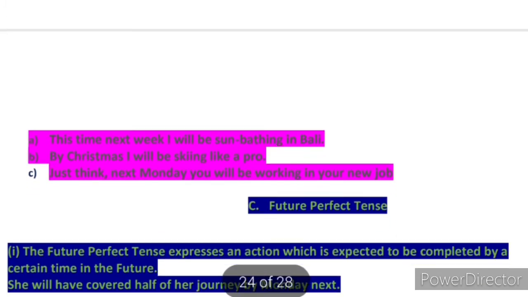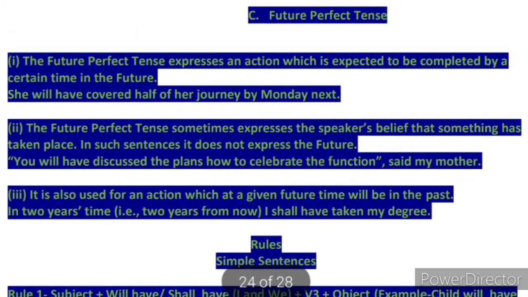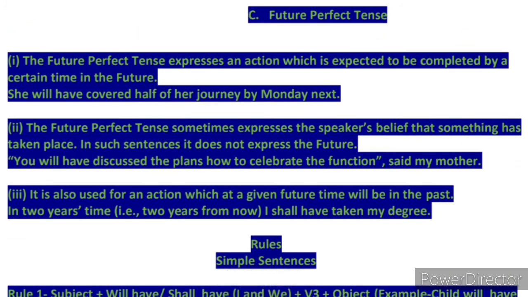So here are some sentences we are supposed to solve. So that is, I will be sunbathing in Bali. So answer will be, when will I be sunbathing in Bali. Next, I will be skiing like a pro. Answer will be, when will I be skiing like a pro by Christmas. So here some certain changes we can do as per the requirement for the translating or for changing the sentences.